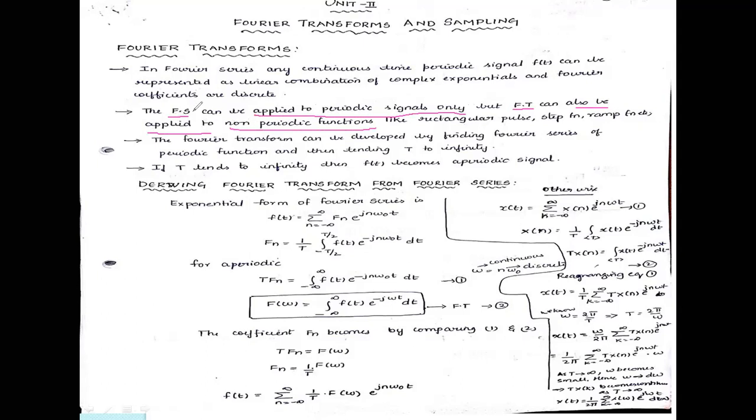We already discussed the Fourier series, which can be applied to periodic signals only. But the Fourier transform can also be applied to non-periodic functions. It is applicable for periodic and also non-periodic signals or functions like rectangular pulse, step, ramp, etc.